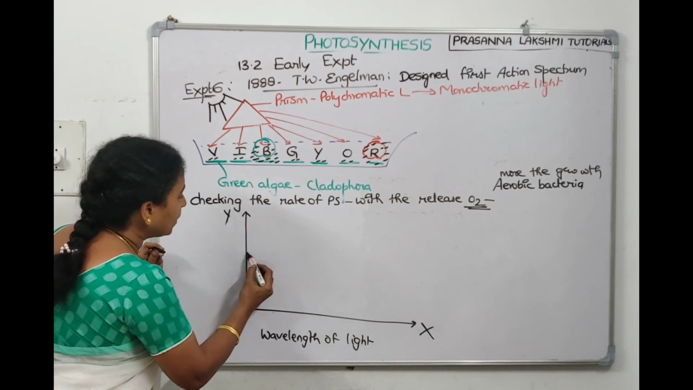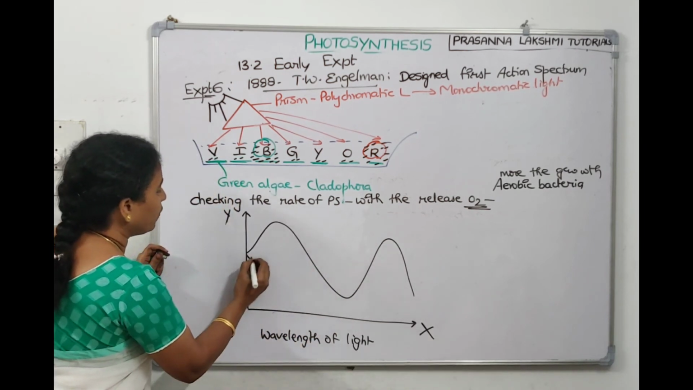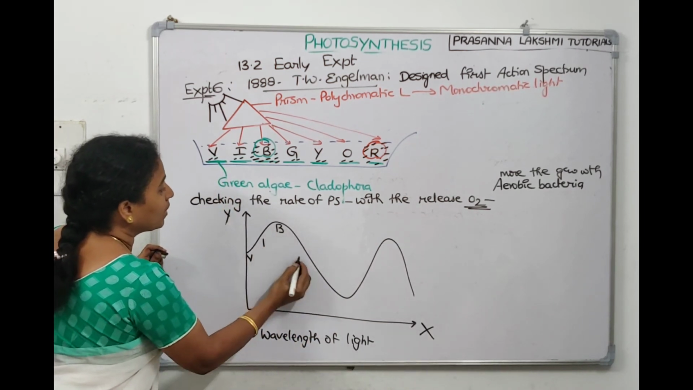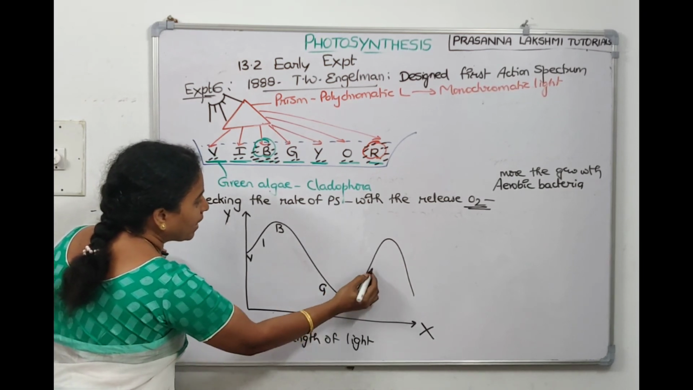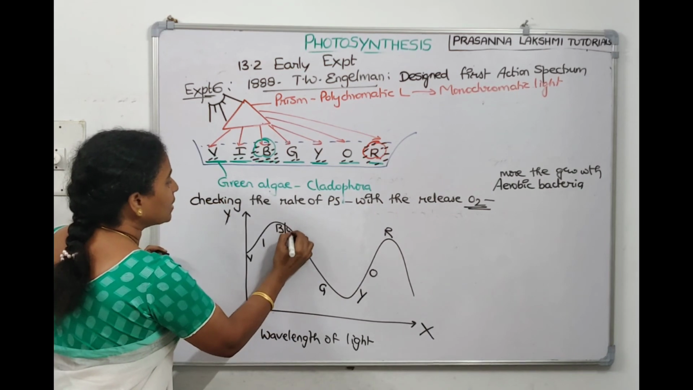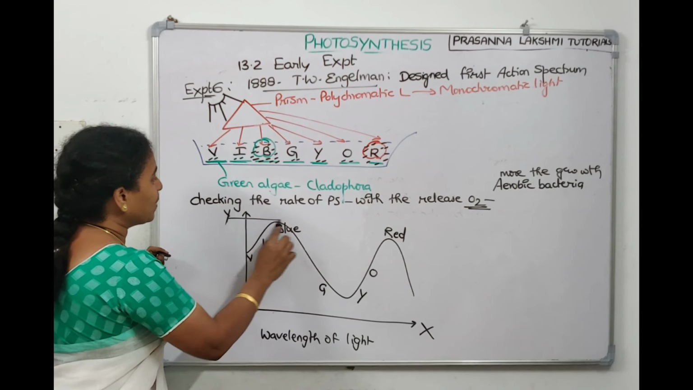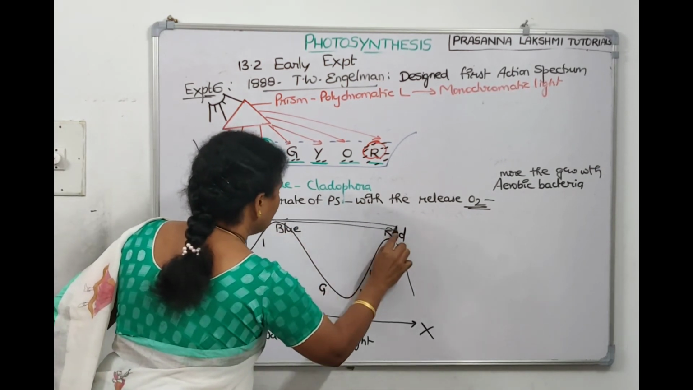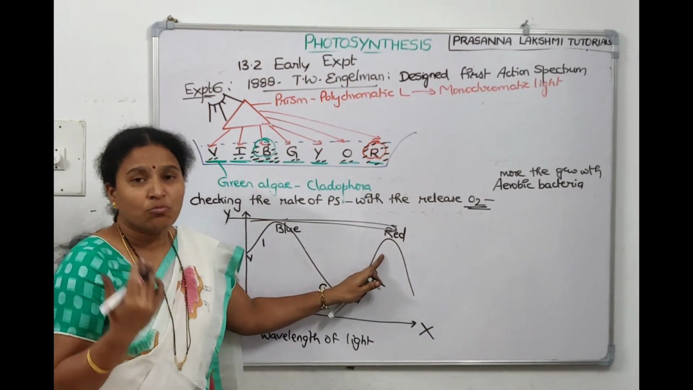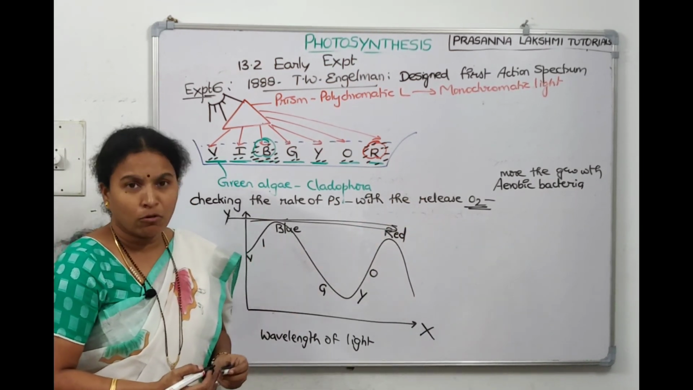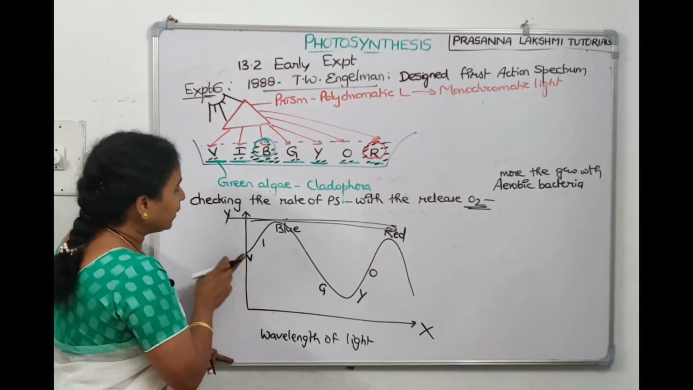Then he saw that this is VIBGYOR. One is at blue wavelength, the other one is at red wavelength. It has absorbed more light and it has done more photosynthesis. It has released more oxygen. Aerobic bacteria grew more. So what is this spectrum called? Action spectrum. At violet light, its growth is less. Indigo light also, it is less.